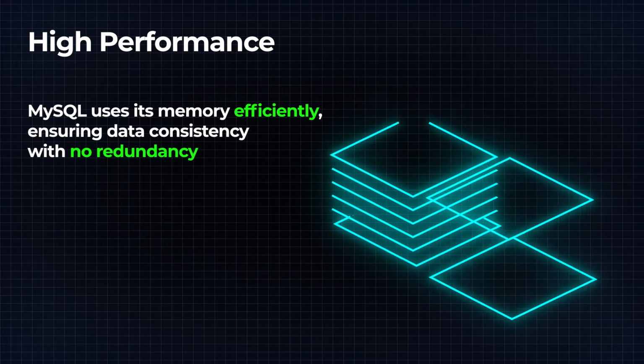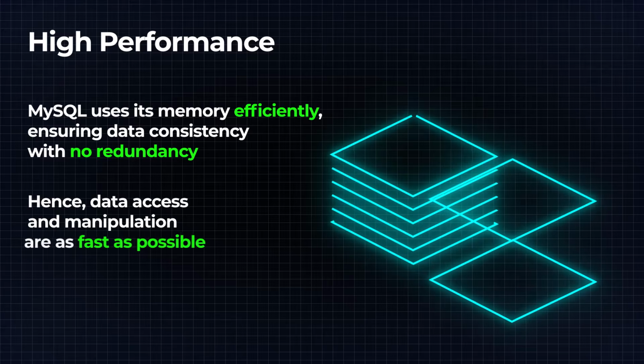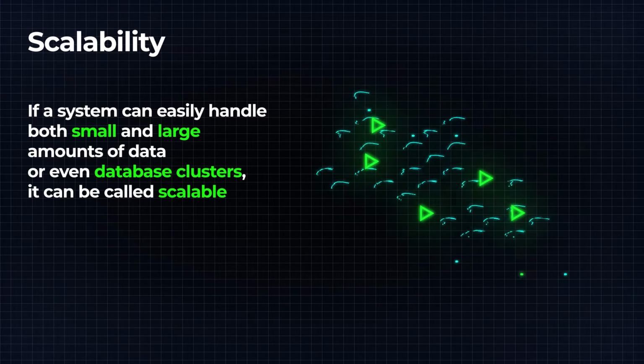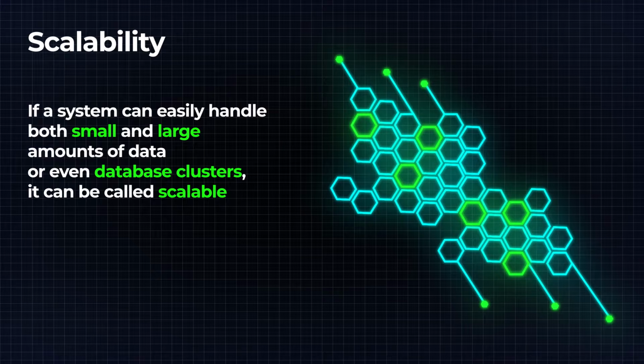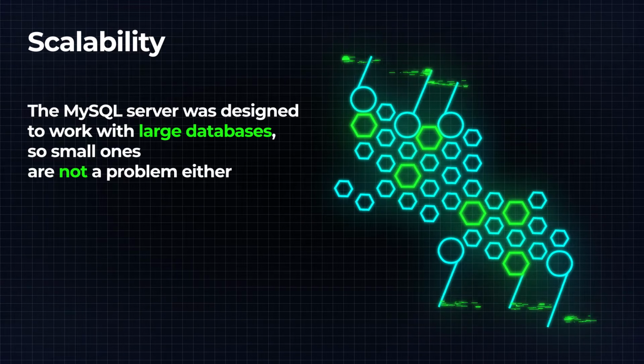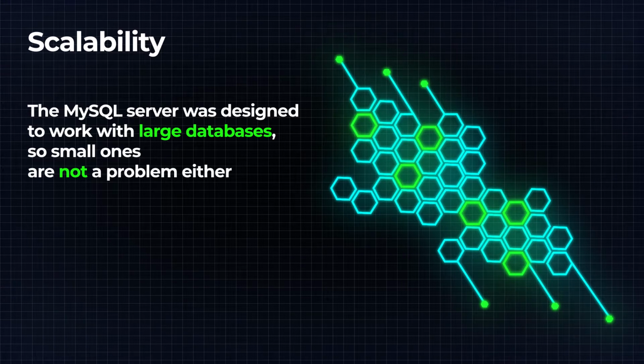High performance. MySQL uses its memory efficiently, ensuring data consistency with no redundancy. Hence, data access and manipulation are as fast as possible. Scalability. If a system can easily handle both small and large amounts of data, or even database clusters, it can be called scalable. The MySQL server was designed to work with large databases, so small ones are not a problem either.